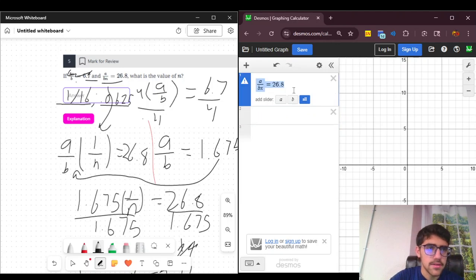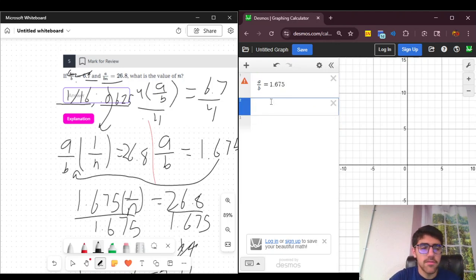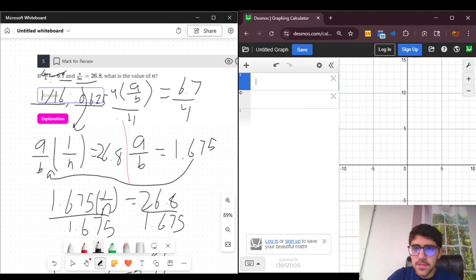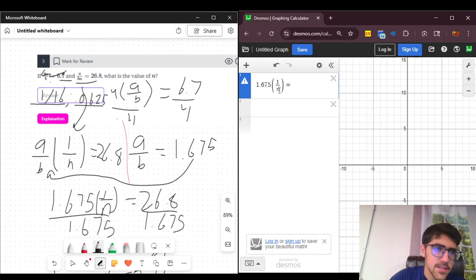Okay, I'm going to put that here, and it's not liking it. So it's not going to let you put a over b. I don't know why I thought they would let me. But then just put 1.675 times 1 over n, or you could do divided by n. Either way works. Sorry, x. So 1 over x, and that is equal to 26.8.